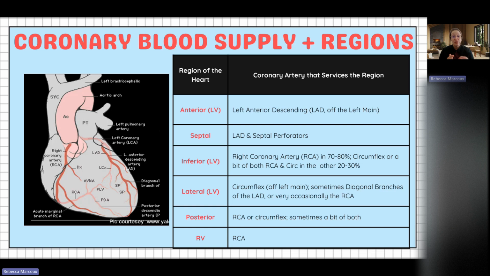Usually it's the circumflex. Sometimes it's a combination of the circumflex, and we have more branches just for fun off the LAD that can also provide to the lateral left ventricle. And sometimes, very annoyingly, the right coronary circulation wraps all the way around and provides blood circulation over here as well.